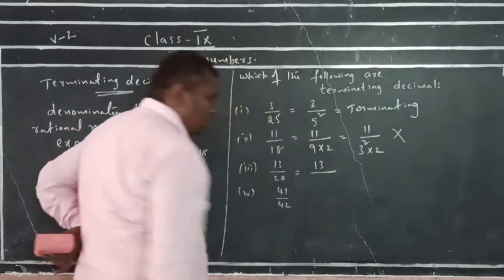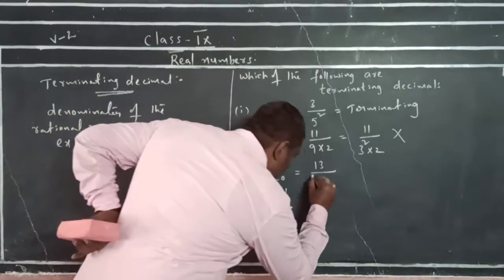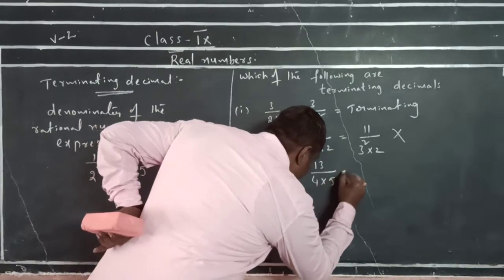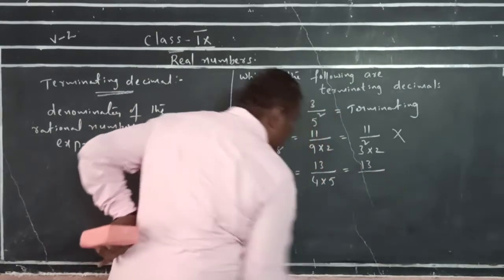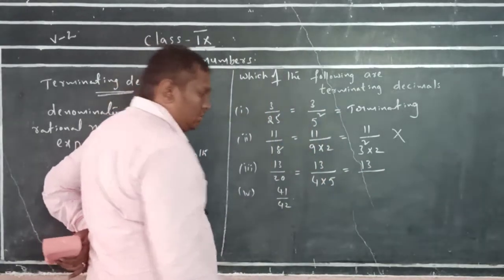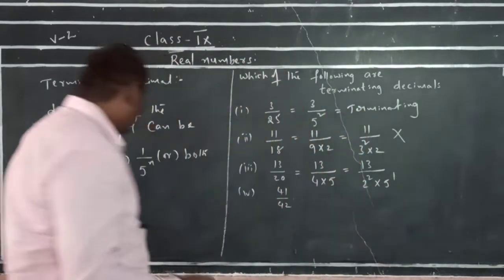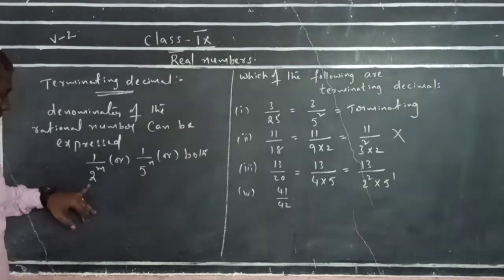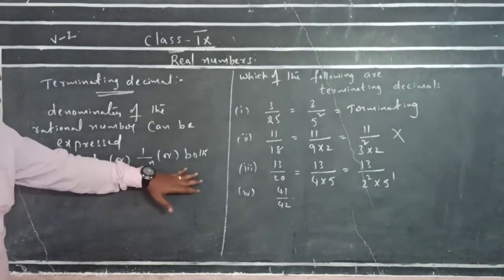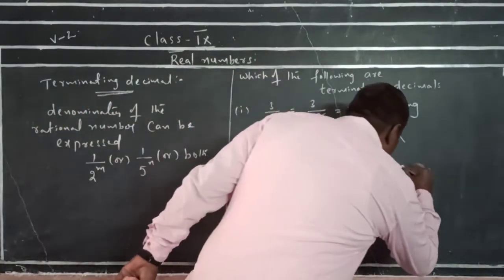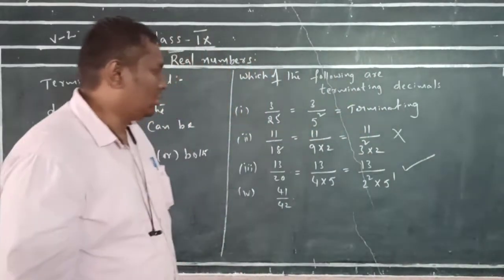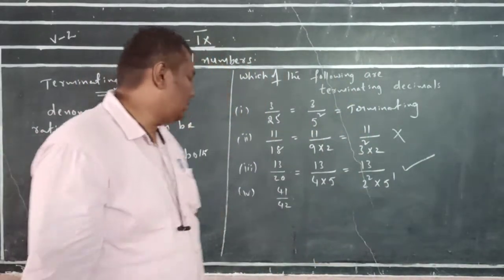One more: 13 by 20, you have to write 4 fives. 13 by 4 twos, that is 2 square. Both 1 by 2 power and 1 by 5 power are there. Both terms are there, that's why this is also terminating.